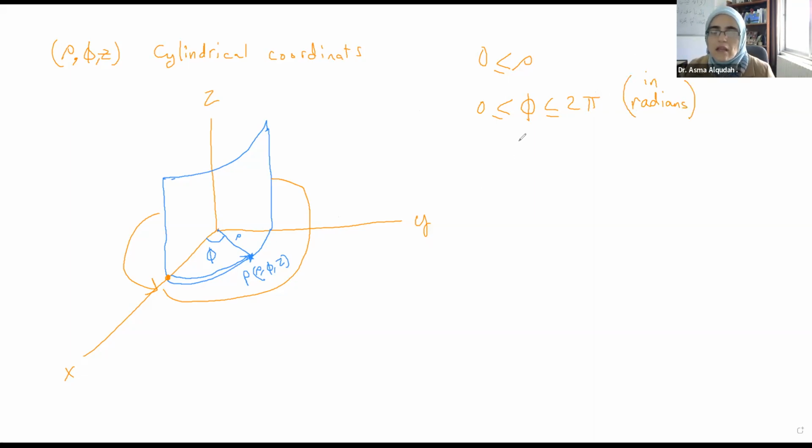And the last variable, which is z, is the same as the z we knew in the Cartesian space. And as we mentioned earlier, z could be any value from -infinity up to infinity. Okay, these are the 3 values of the cylindrical space.